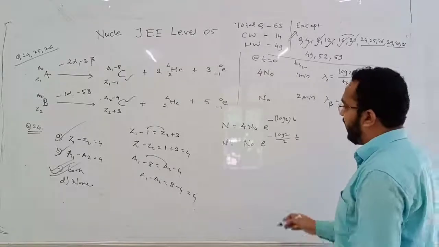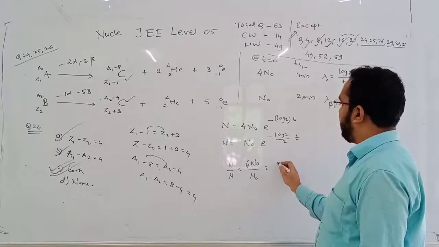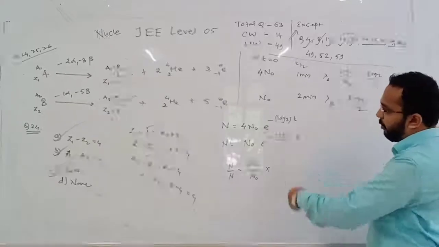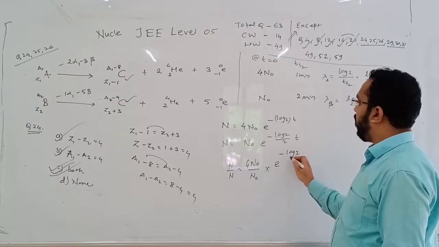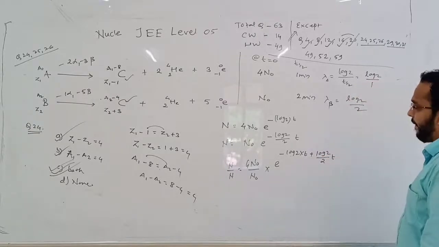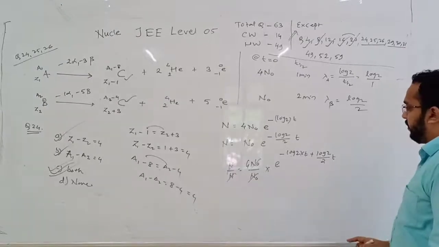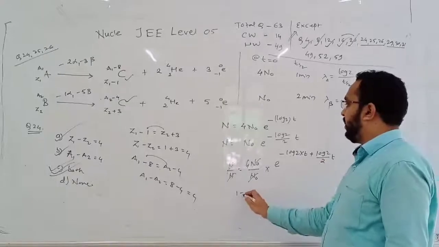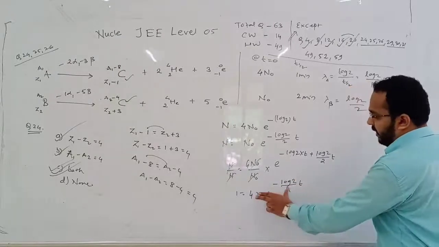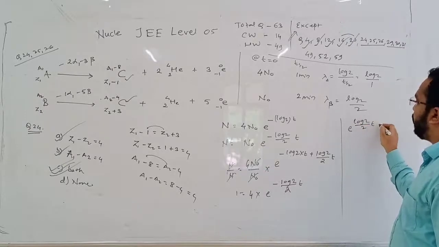If you divide these two, what will you get? N will cancel. 4n naught upon n naught is equal to multiplied by this divided by this. This is negative and here negative है तो खाली है, वरती वाला पॉजिटिव होना. It will become e to the power minus log 2 into t plus log 2 upon 2 into t. So this will become this minus this, or this minus this with negative sign. So 1 is equal to 4 into e to the power minus log 2 upon 2 into t. ये minus है, particular denominator वाला वरती वाला positive होता. So we'll get e to the power log 2 upon 2 into t is equal to 4.